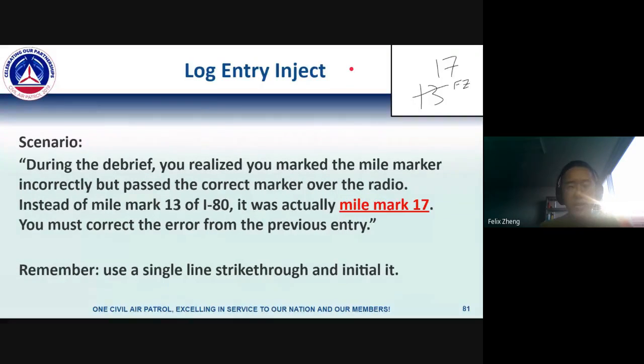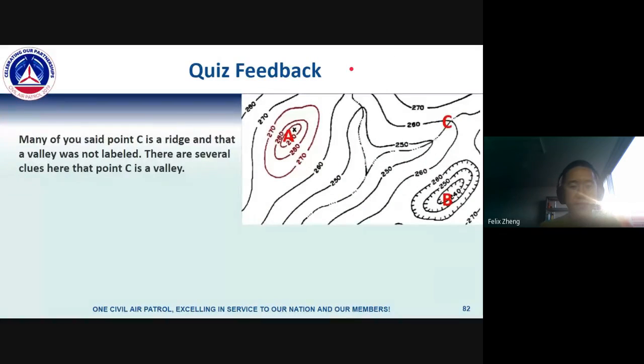So 13 changes to 17. All right, more quiz feedback. We had a lot of confusion on this one as well. This asked you to, I think, identify which one was a depression, a hill, a ridge, and a valley. And you were given the options A, B, C, and not labeled.